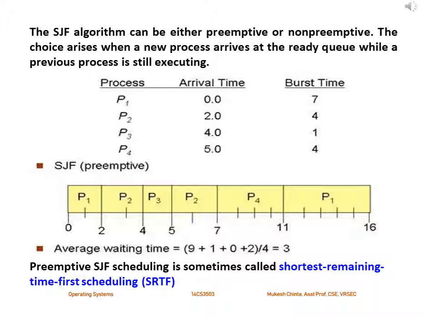The arrival times are 0, 2, 4 and 5, and the burst times are also given there: 7, 4, 1, 4. Then the shortest job is P1. P1 starts there, so 0 to 2. Then after that P2. P2 is 2 to 4. Then after that P3. P3 is 4 to 5. And then again the remaining part of process P2.